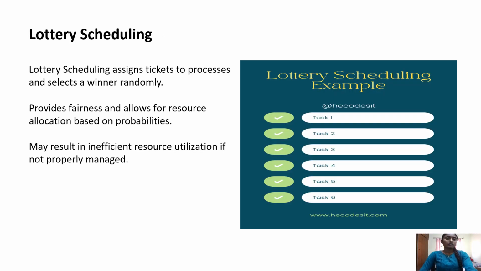Lottery scheduling. Lottery scheduling assigns tickets to processes and selects a winner randomly. It provides fairness and allows for resource allocation based on probabilities. It may result in inefficient resource utilization if not properly managed. You can see the way in which lottery scheduling takes place.